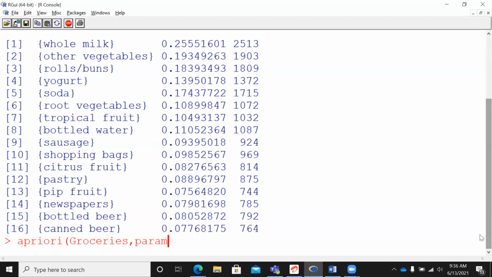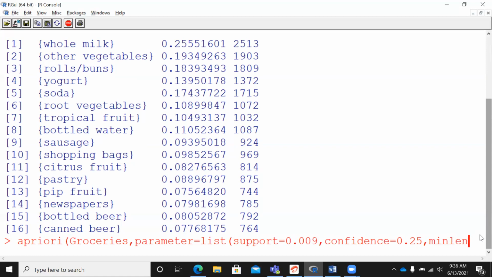You can specify the parameter values here. So let me just provide a list. I need to provide the support here. Support equals 0.009. Confidence equals 0.25. And finally, the minimum length.